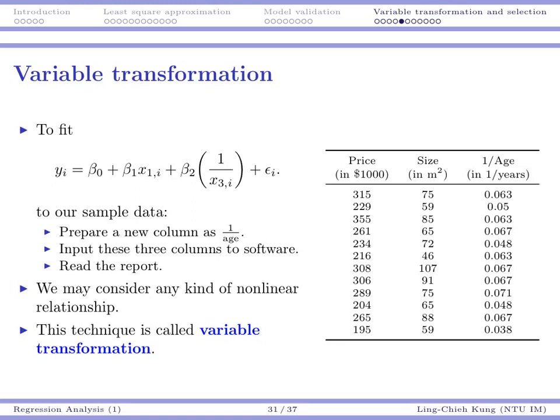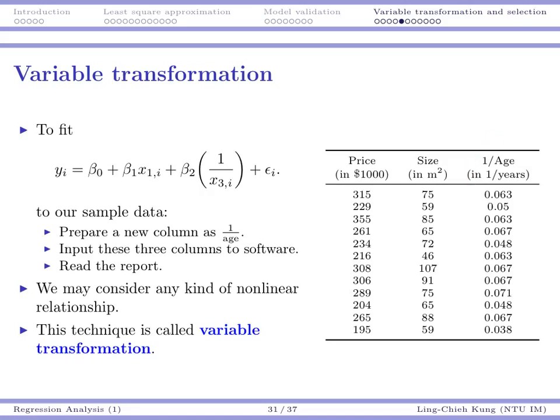So first, we need to prepare a new column. We need to do it by ourselves. Otherwise, we don't have that set of data. So we need to create one more column. Let's call it 1 over age. And then we can just calculate that from our age column. So we get all these numbers. And then we input the 3 columns here into a software to get the report. So basically, we still use software to do the calculation, but you need to prepare this column by yourself.